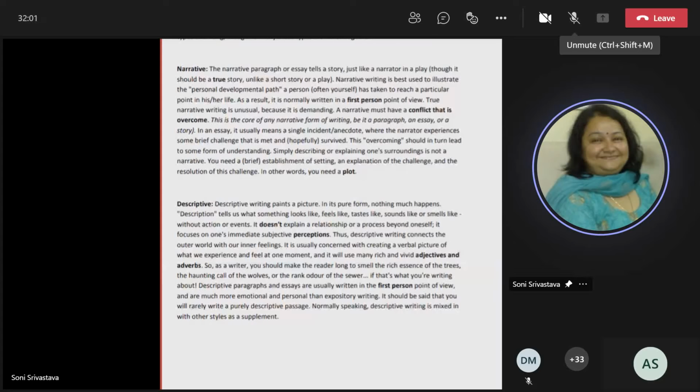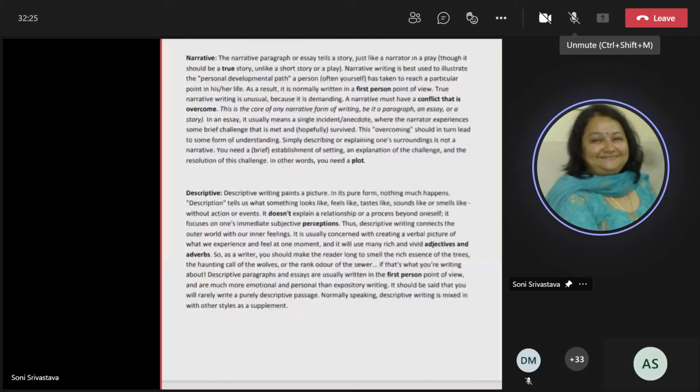Now coming to narrative. The narrative paragraph or essay tells a story just like a narrator in a play, though it should be a true story, unlike a short story or a play. Narrative writing is best used to illustrate a personal developmental path a person, often yourself, has taken to reach a particular point in his or her life. As a result, it is normally written in.